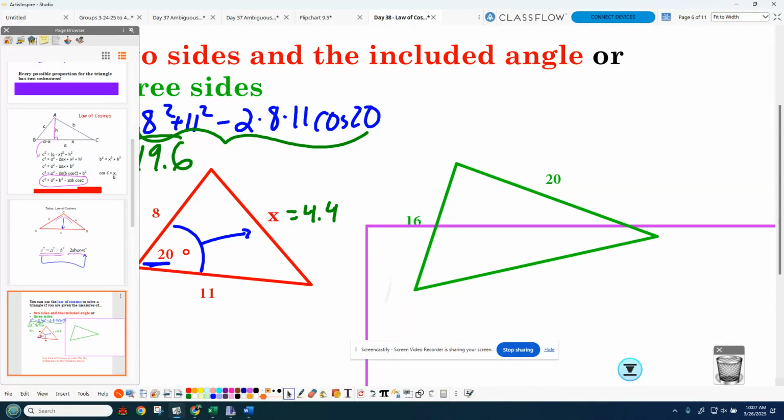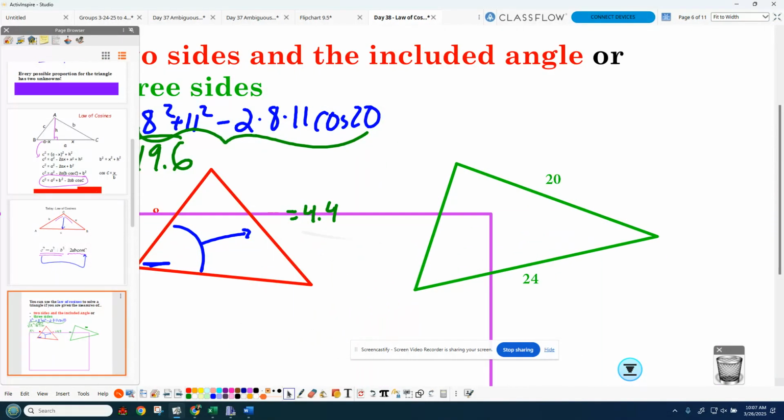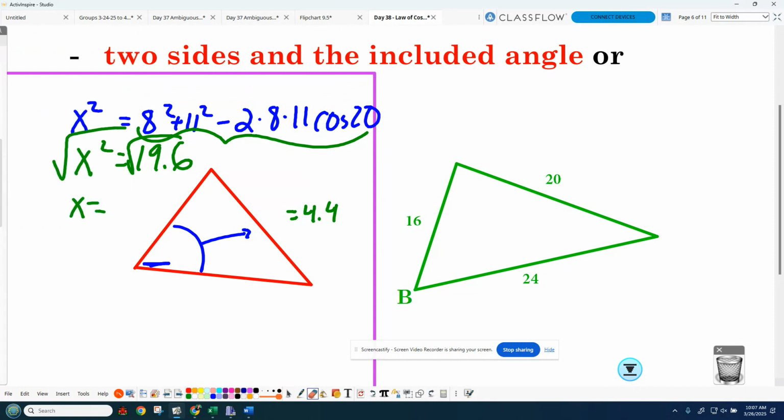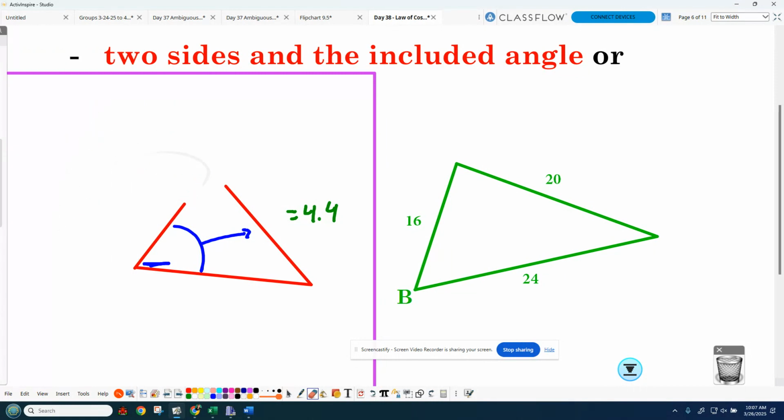Okay, hello. Yes, so the district assessment is basically what we did on the last test, all the trig stuff. I'm not really sure what's on this quarter.